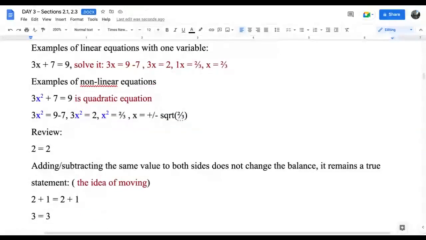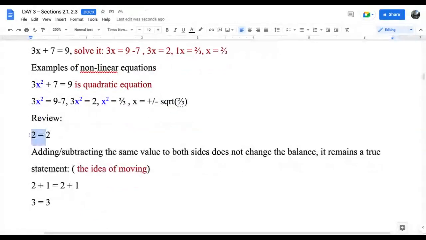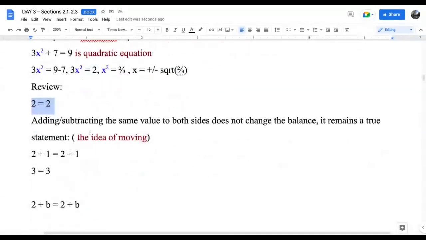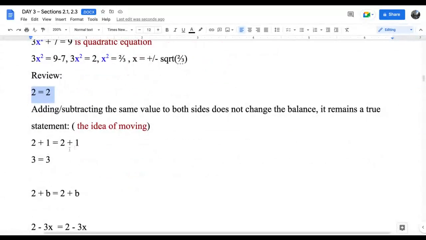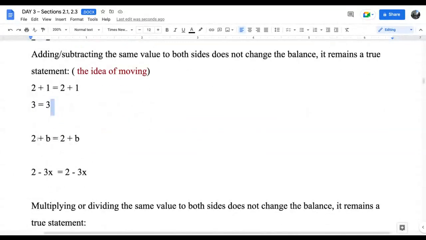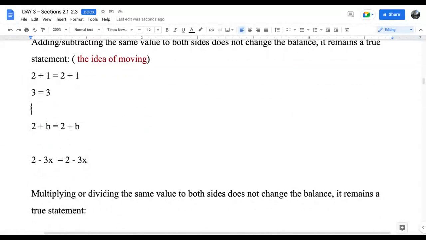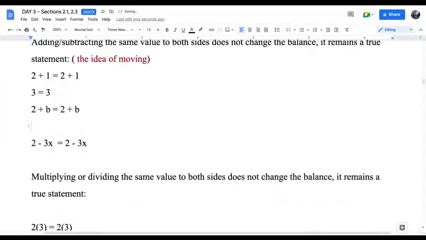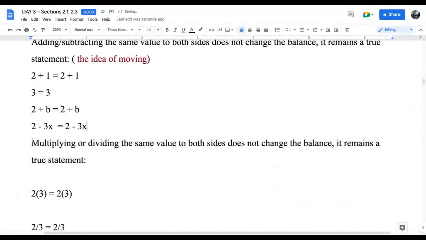Okay. So let's review. 2 equals 2, of course, right? And we can add, subtract the same thing on both sides. We add 1 on both sides, 3 equals 3, no problem. We add b on both sides, no problem. We minus 3x on both sides, no problem, because they are equations. We always do this, right? It's the same thing as moving around.